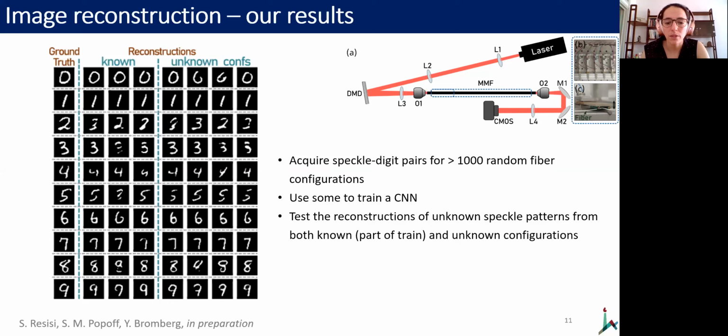Once training is complete, we test the model on unknown speckle patterns from known configurations and look at the reconstructions it creates, like you see in the left 3 columns. The fidelity is not as good as before, but the digits can, for the most part, still be recognized, and most predictions are similar to the ground truth. Then we test it over unknown patterns from unknown configurations and see similar reconstructions.